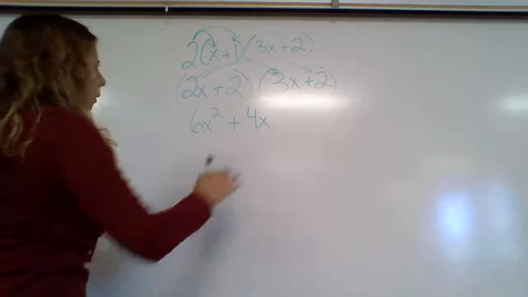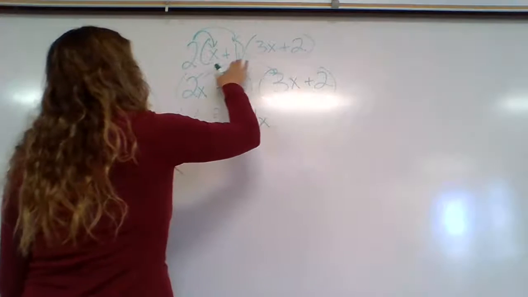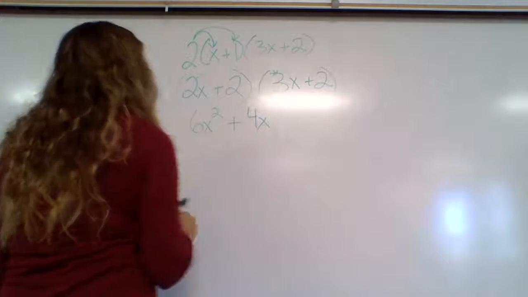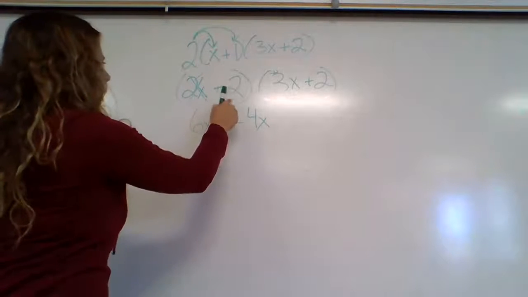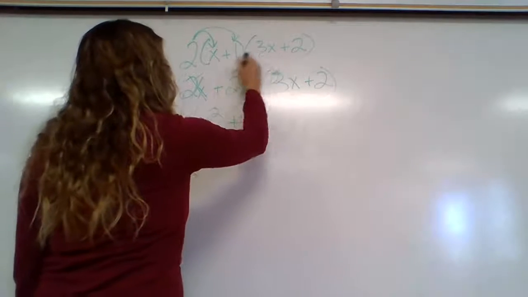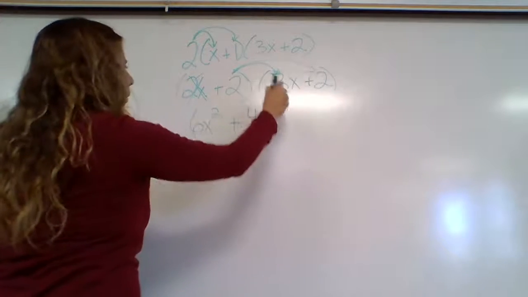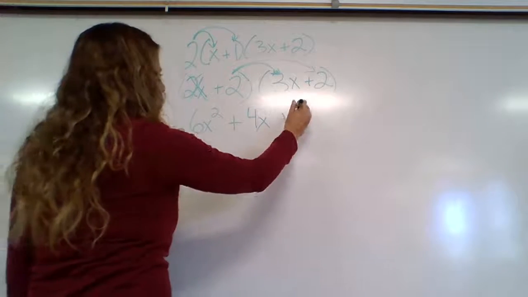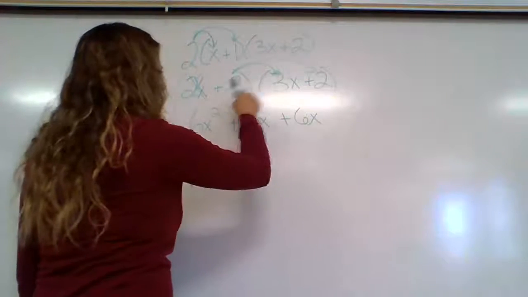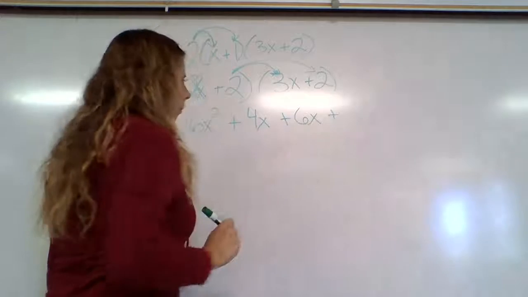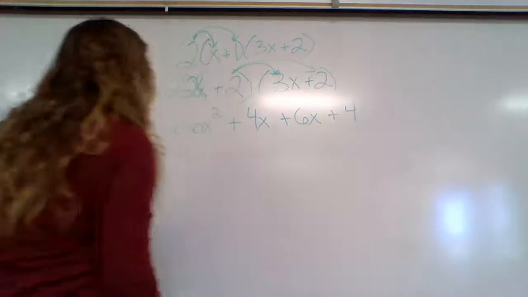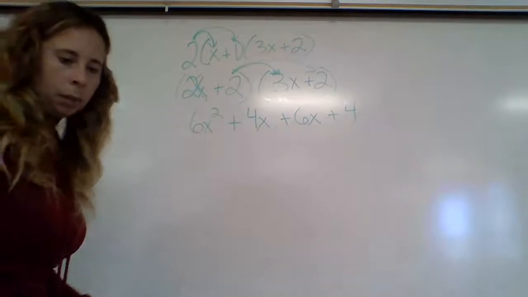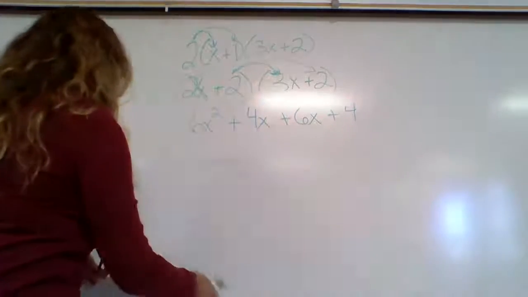All right, we're done with the 2x. We're done with him. Move on to your 2. 2 times 3x is 6x, and then 2 times 2 is 4. All right, good.